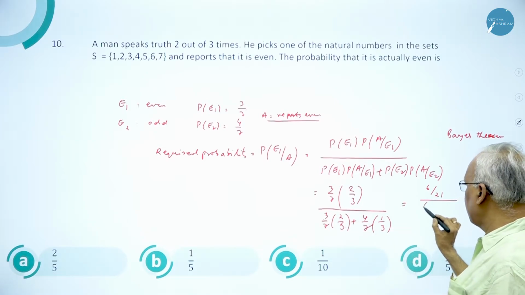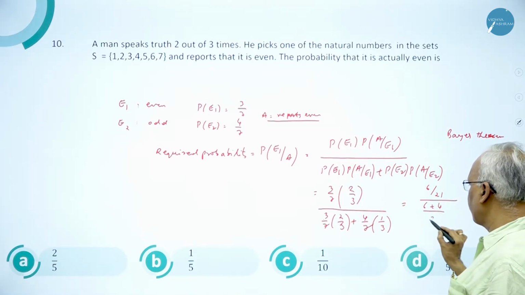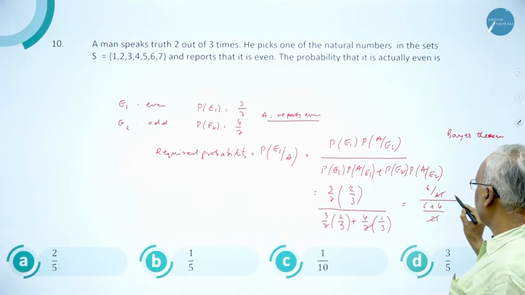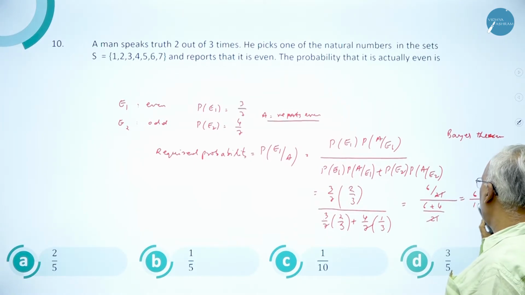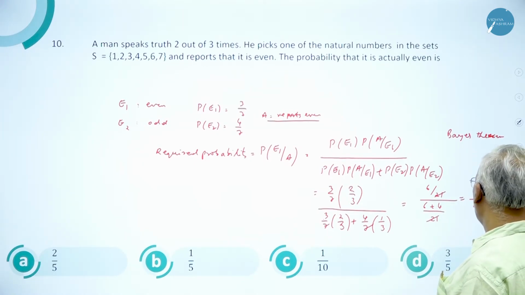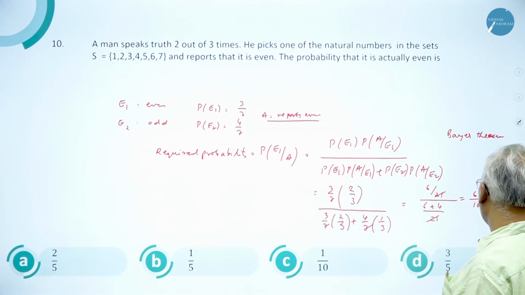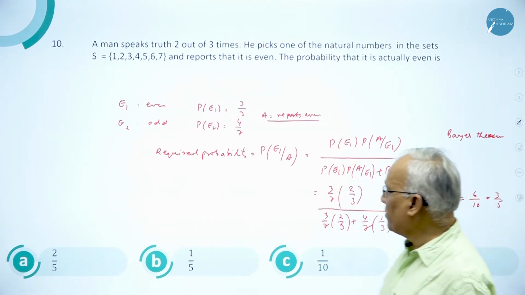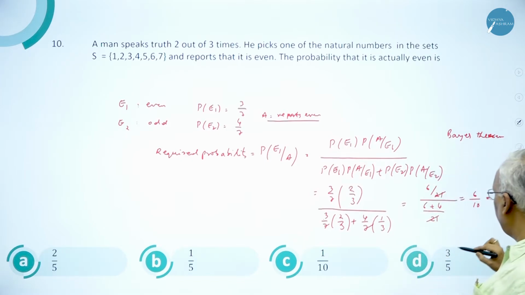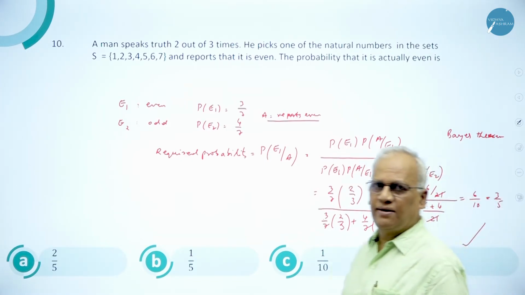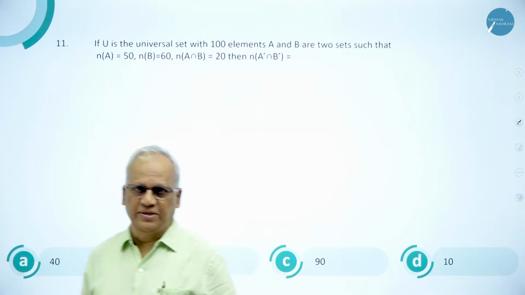See, it is 6 plus 4 divided by 21, the denominator also cancels. So it is 6 divided by 10. 6 by 10 is 2 3s, 2 5s, 3 by 5. The probability that it is actually even is 3 by 5. It's a very good problem on Bayes' theorem.